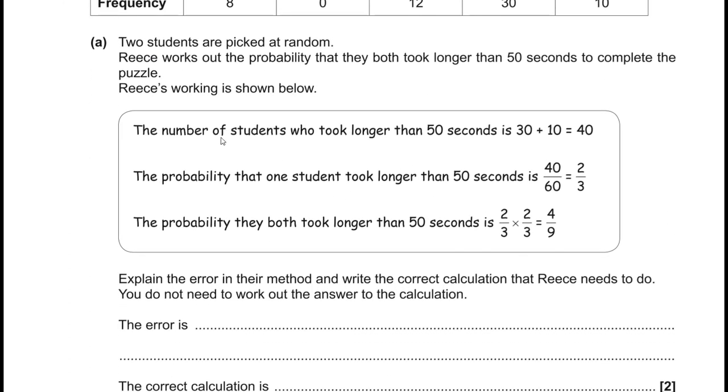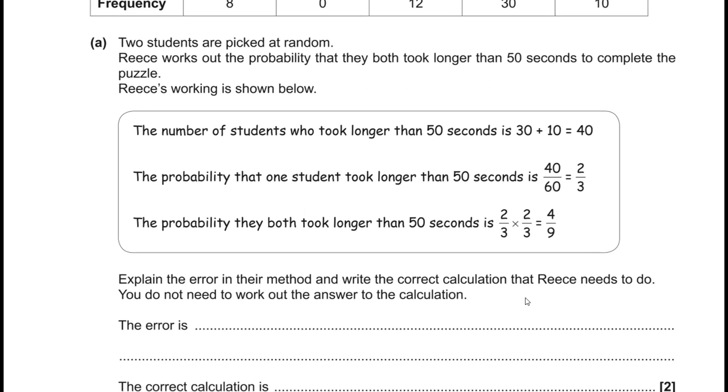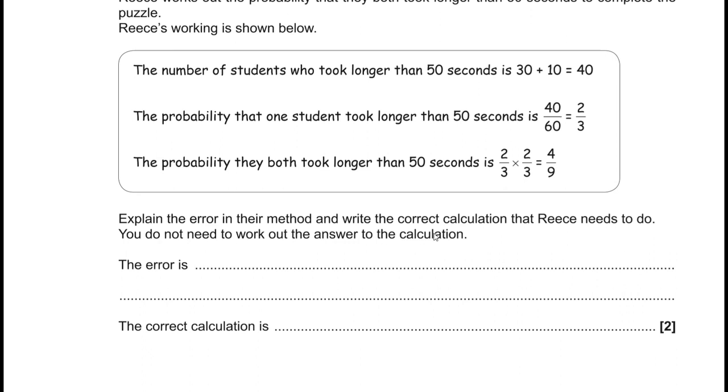So the number of students who took longer than 50 seconds is 30 plus 10, which is 40. And then the probability that one student took longer than 50 seconds is 40 over 60, which simplifies to 2/3. And then the probability that they both took longer than 50 seconds is 2/3 times 2/3, which is 4/9. We have to explain the error in their method and write the correct calculation that Reese needs to do. You do not need to work out the answer to the calculation.